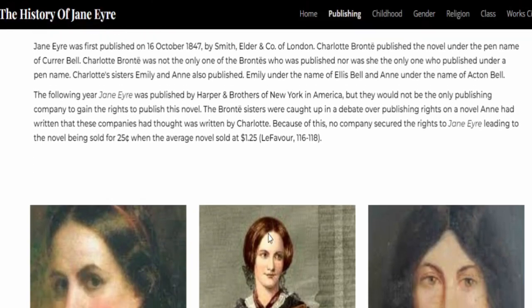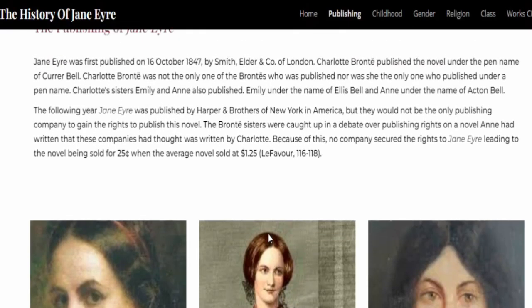The first one, and probably the biggest, being the fact that Charlotte published under a pen name of Eyre Bell. Not only that, but both of her sisters also wrote stories, and they too published under a pen name with the last name of Bell. And this led to so much trouble with getting the book published, in the fact that no one could get the rights to Jane Eyre because they couldn't really decide who actually wrote the story out of the 3 sisters.